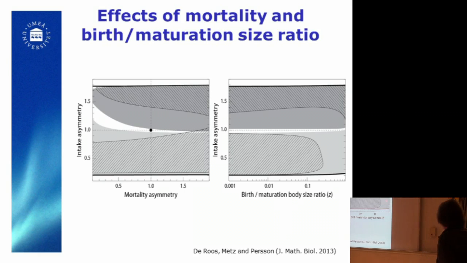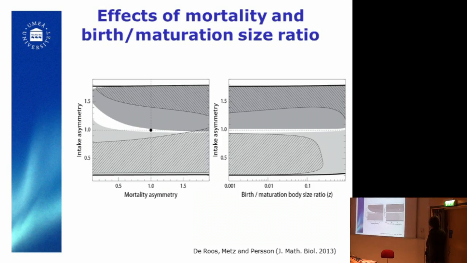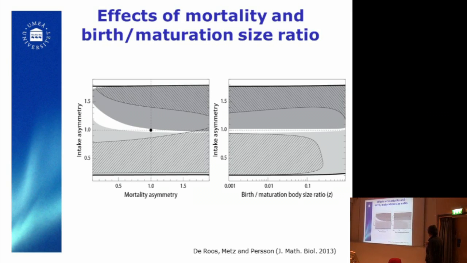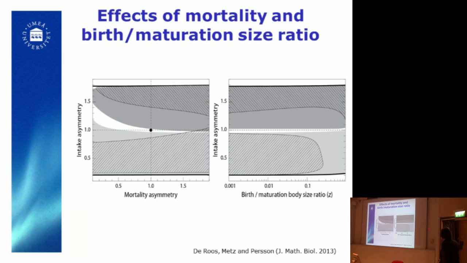And the light gray area here is the parameter space where we have overcompensation in juveniles. The darker gray is where we have overcompensation in adults. The right hatched domain here is where we have juvenile-driven cycles, and the left hatched is where we have adult-driven cycles. And what we see from this figure is two major things. One is that not very much happens. This ratio doesn't affect very much except one thing.